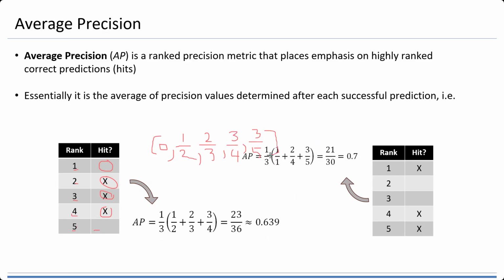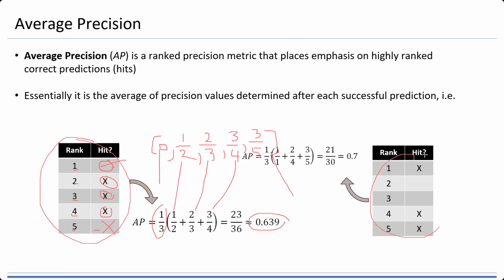In order to compute the average precision, because item 1 and item 5 were not hit by the user, we have only 1 divided by 3 multiplied by 1 divided by 2, 2 divided by 3, and 3 divided by 4. So this is the average precision of this data.